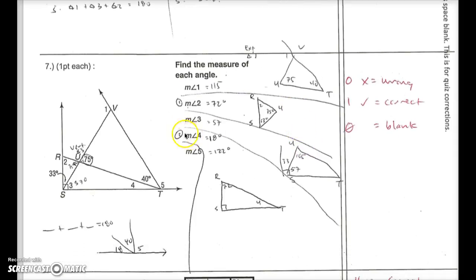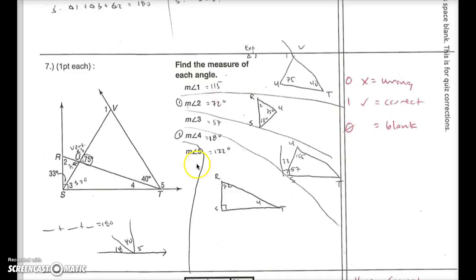Here's the diagram. Find the measure of each angle, and each of these is worth 1 point. I tried to show you how I did it with 5 little pictures there. This was angle 5. As a quick review, you should have these notations. If you put an X there, that's incorrect. Checked means it's correct, and a 0 through a slash means you left it blank. Again, I made some errors.